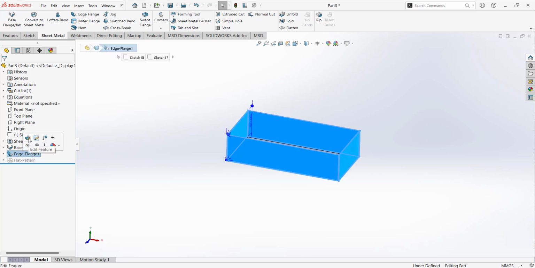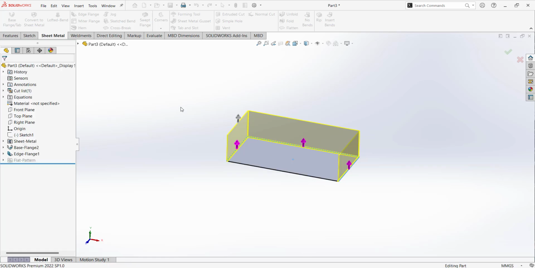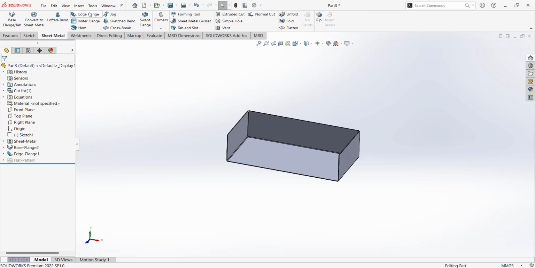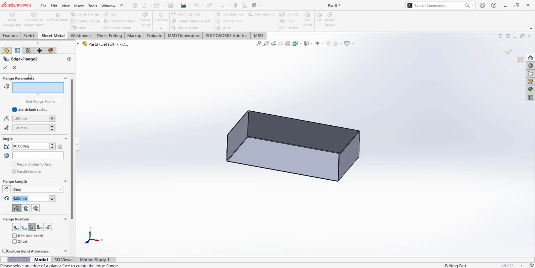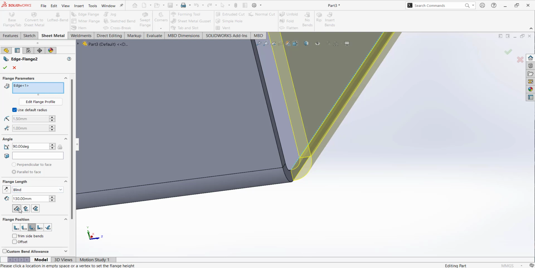Suppose I go and delete one of the flanges, now you can see only 3 edges are showing here. One edge I have deleted because I want to take this edge of a different height. I'll say OK and again say edge flange for the second time. You can see I'll go for this edge and put this height as 130 mm. Say OK. And now I'll go for the flange positions.